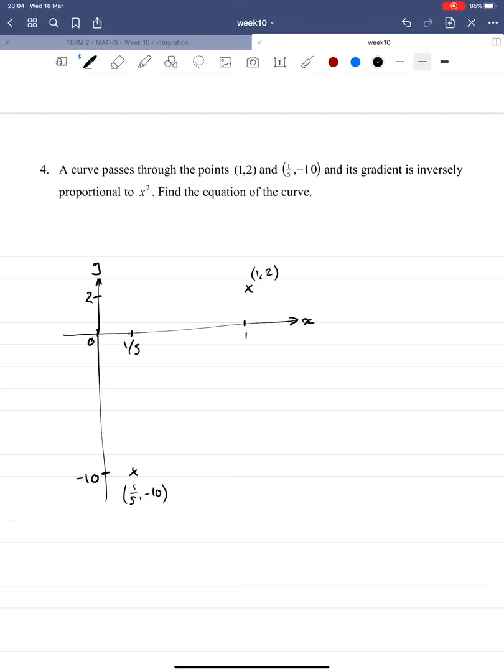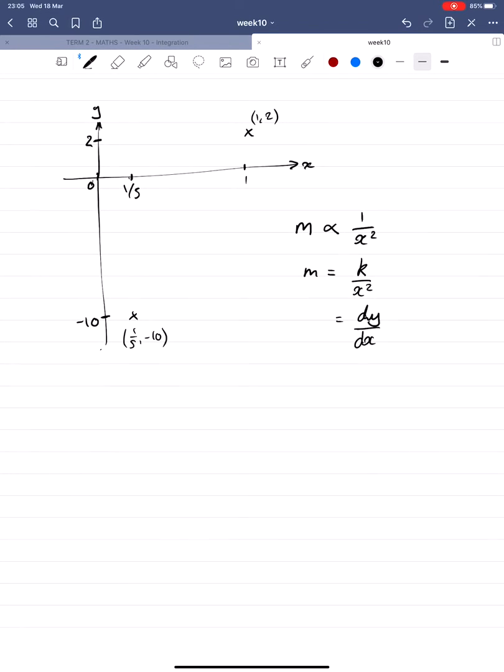A curve passes through the points, and its gradient, so the gradient m is proportional, but it's inversely proportional. So it's proportional to 1 on x squared, i.e. the gradient is equal to some constant, let's call it k, on x squared. And remember, the gradient is the derivative. Find the equation of the curve. The curve could be doing anything. I mean, who knows what it's doing as long as it passes through those points. So we have dy by dx is equal to k on x squared. Nice.